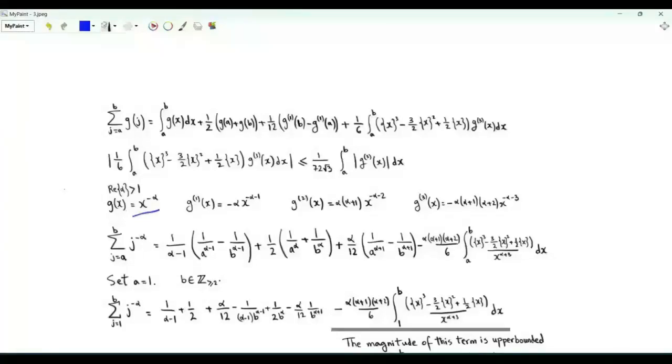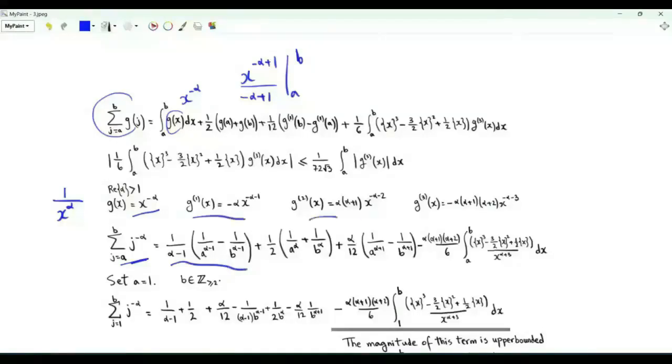We now make the specific choice that g of x is 1 over x to the power alpha. The real part of alpha is greater than 1. The integral of x to the minus alpha is x to the minus alpha plus 1 over minus alpha plus 1. Then we use the limits of integration. We get this term here. These are the first three derivatives of function g. That part is the term here with the first derivative. This is the integral with the third derivative.